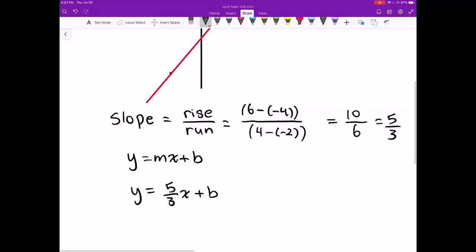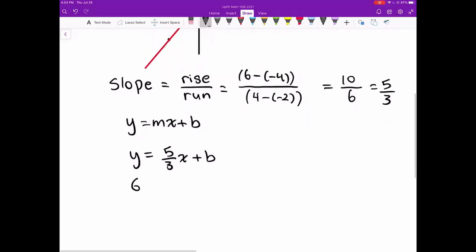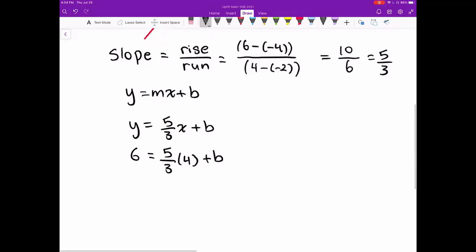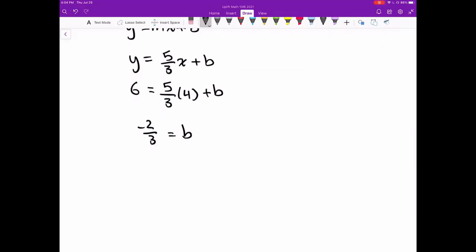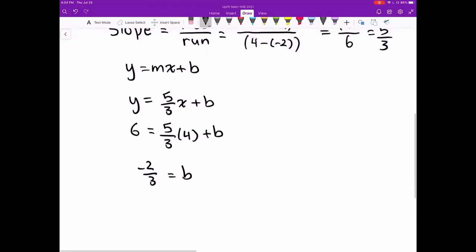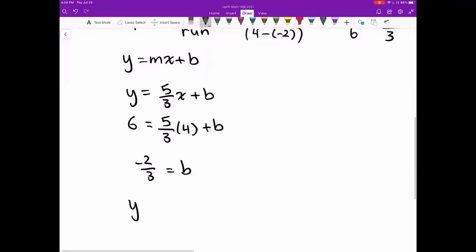Next, you can just choose one of the 2 points, but we're going to choose 4, 6 because it's positive and it's nice. So we fill in the y, and then we also fill in the x. Now we try to isolate b. B is -2/3. Now we just put b back into the original y equals mx plus b with the slope, and that'll be our final equation. So it's y equals 5 over 3x minus 2 over 3.